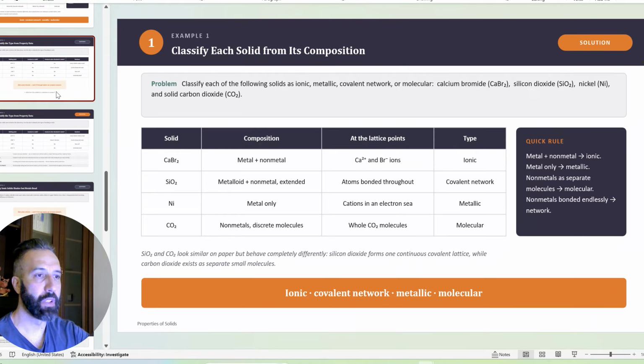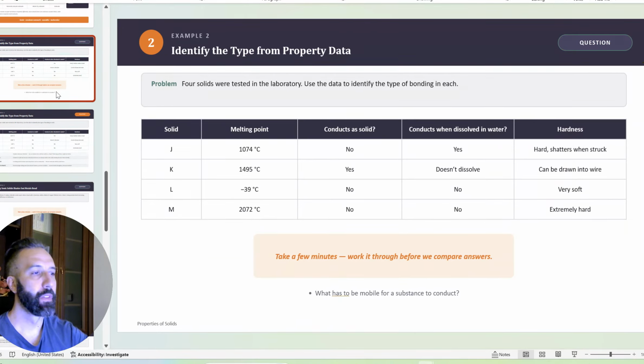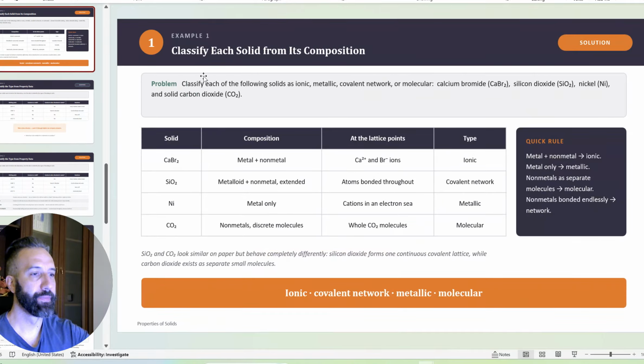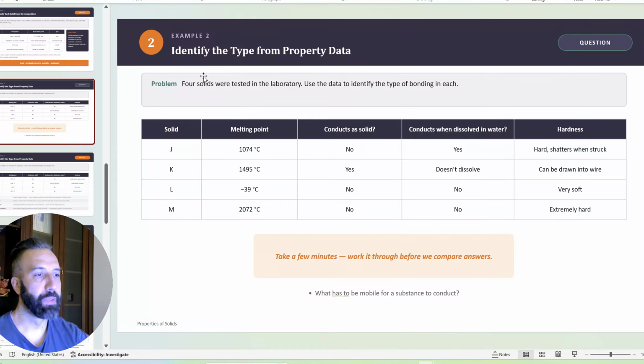Let's see the next one. Hey. Oh yeah, I like this. So please tell me which is which.